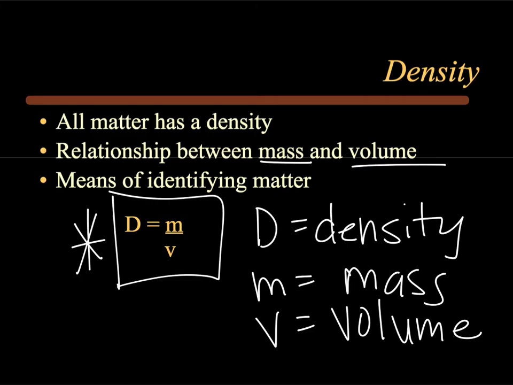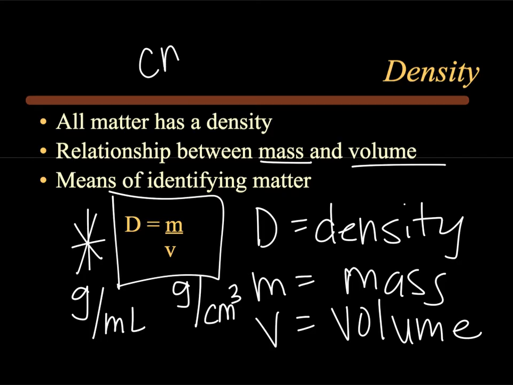Since it is a mass and volume relationship, some of the common units that you will see for density would be grams per milliliter, mass over volume, or you would see grams per cubic centimeter. A cubic centimeter is equal to 1 milliliter. They are equivalent to each other. So you do have to recognize that cubic centimeters is a volume unit, because you can get that by measuring length, width, and height, and that gives you volume.